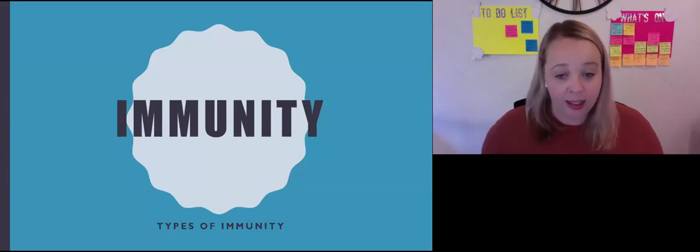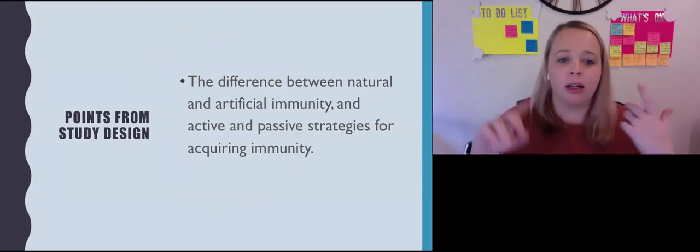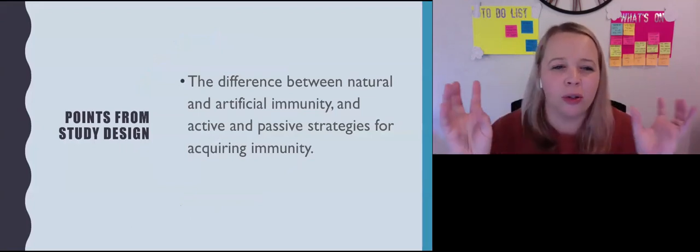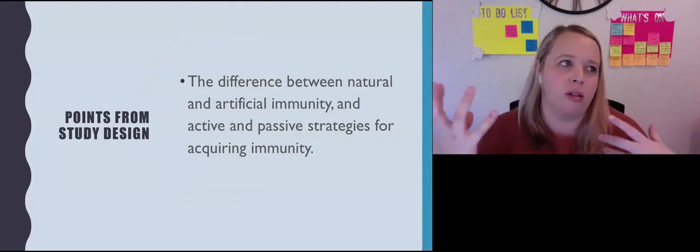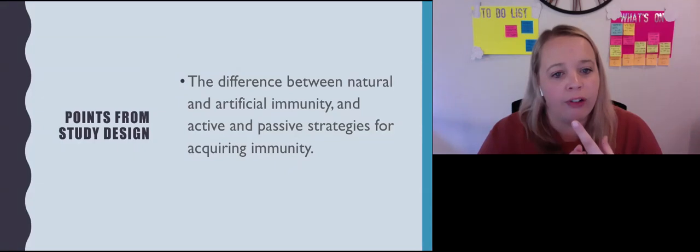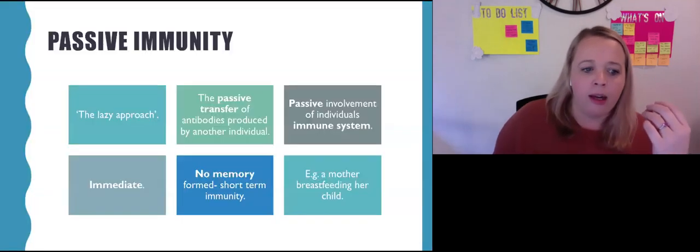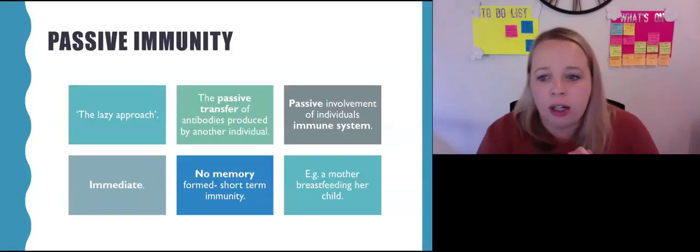So let's get started. First off, we're going to start talking about the types of immunity. So you need to understand these 4 words, and usually you answer a question or you say them in pairs. So we're going to look at the difference between natural and artificial immunity, and the difference between active and passive strategies for getting that immunity. So let's just jump straight into these.